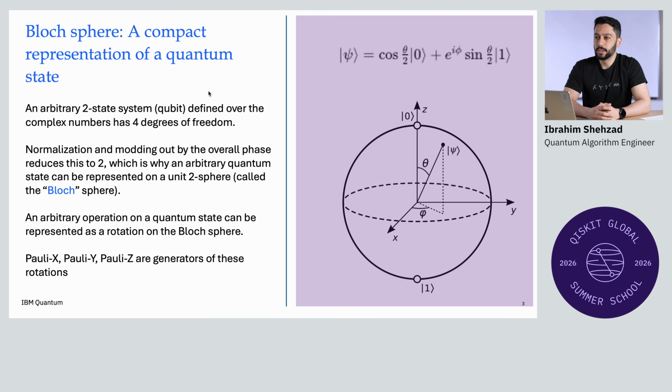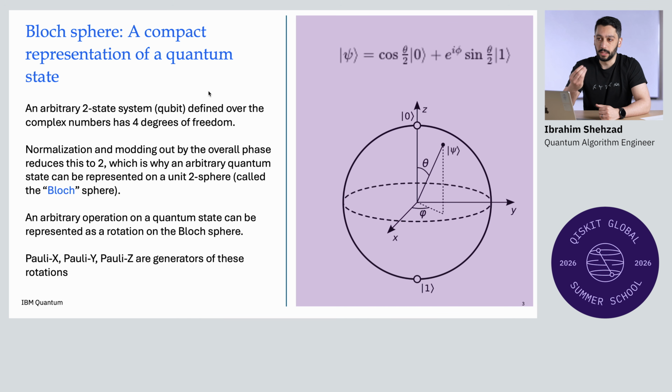So recall that a qubit, as you've heard in previous lectures, is a two-state system. And a two-state system with complex coefficients has 4 degrees of freedom. Quantum states, however, are constrained by the fact that they must be normalized, that is, their norm or their magnitude should be 1, and that global phases do not matter. These two constraints bring us down from 4 to 2 degrees of freedom, which then implies that an arbitrary quantum state can be represented by a vector that lives on a two-sphere.